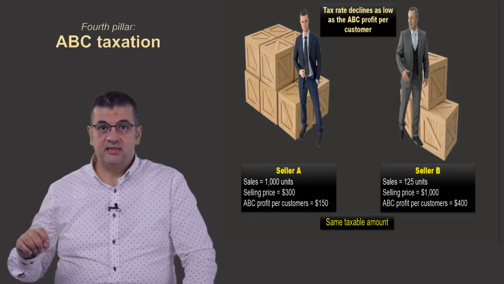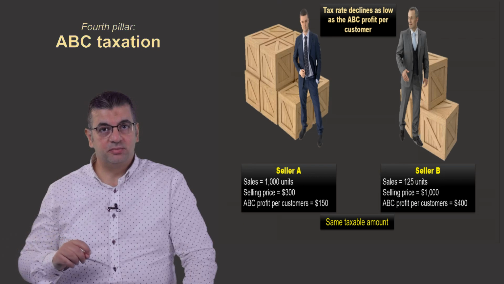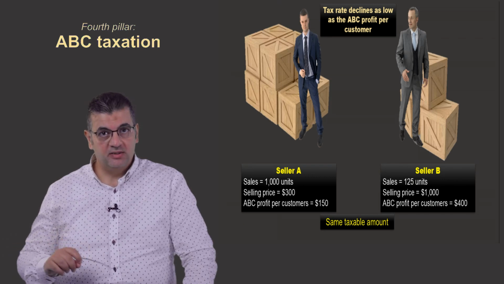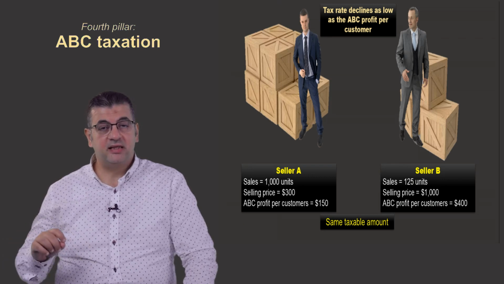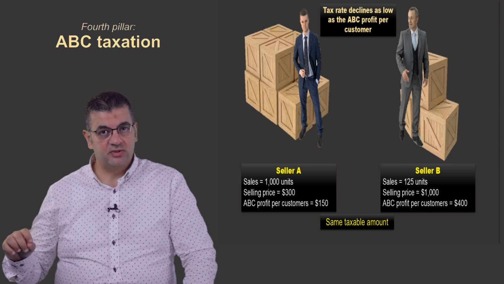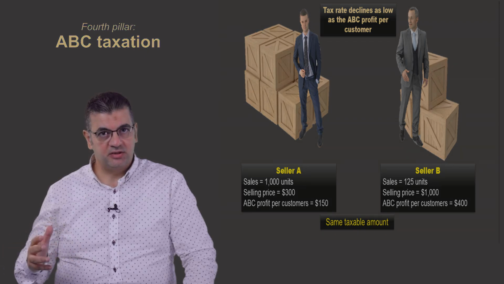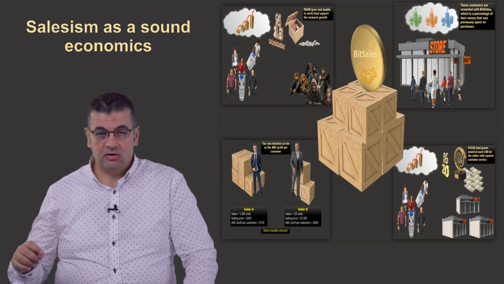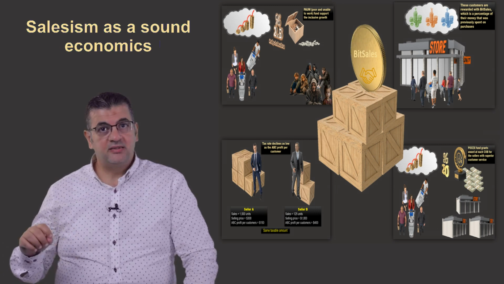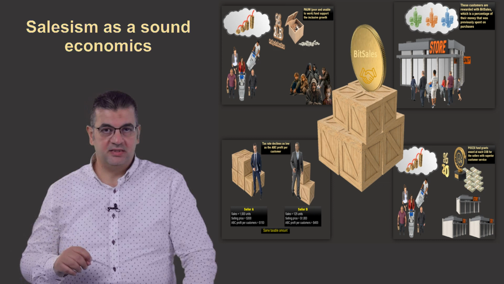Fourth, the tax rate is based on the activity-based cost profit from customers, which equals the sales revenues minus the activity-based costing allocated to the customers. Let us answer a question. Is Salesism a sound economic system? First, why is Salesism a sound economic system?